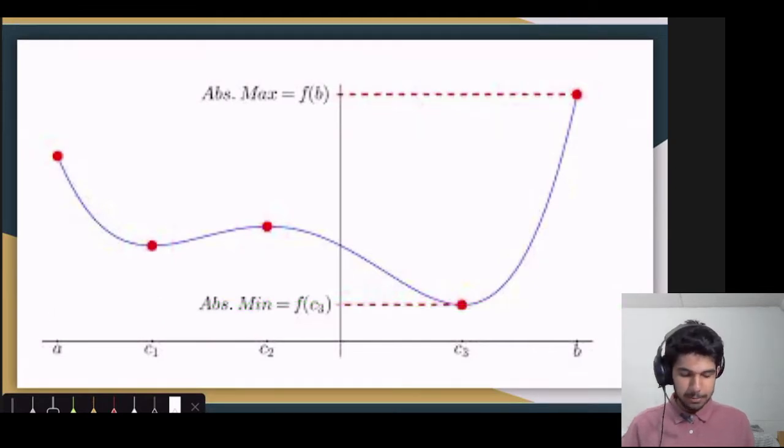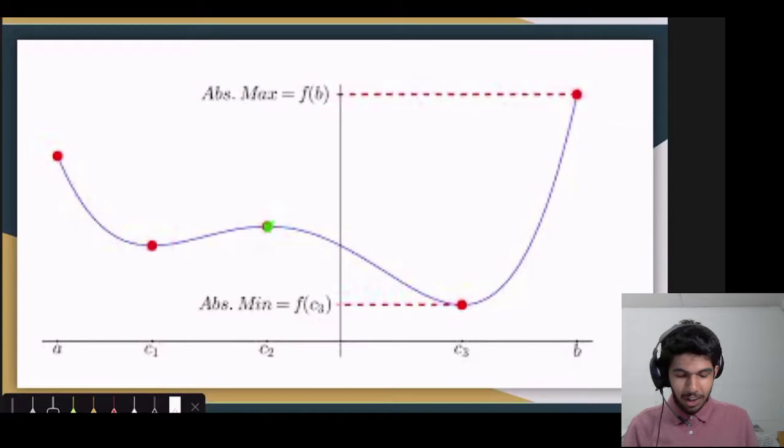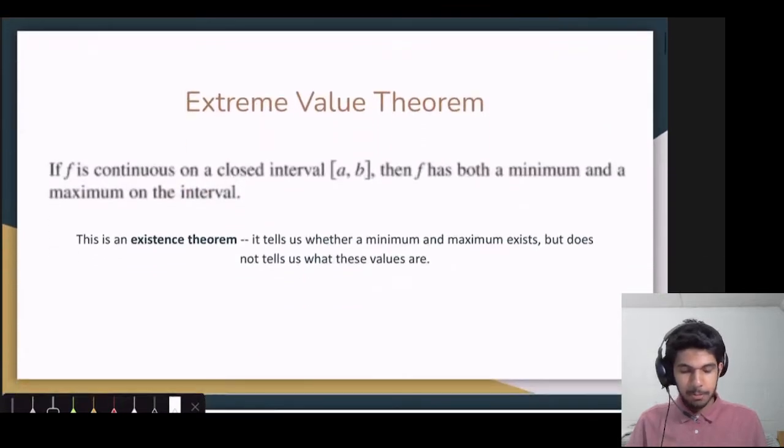So like this point at C2, if we were to draw that line, it's not an absolute maximum because the entire function does not lie below it. And it's not an absolute minimum either because the entire function doesn't lie above it. However, these points are highlighted because they are somewhat special, and we'll see that in just a moment. But first, we have to introduce something called the extreme value theorem.